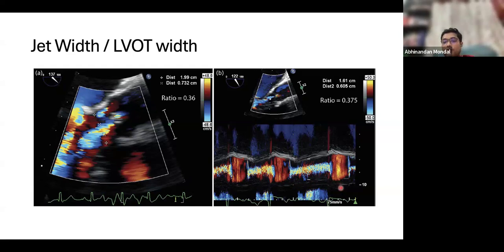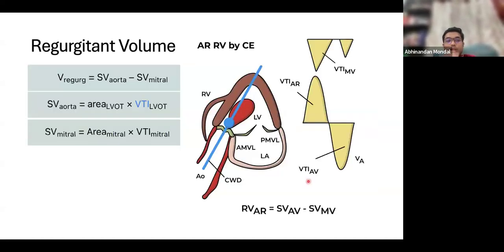So this is your forward flow and this is your regurgitation. This aliasing you can see here is your regurgitation. This is your entire LV, and this is the LVOT and this is your regurgitation. So how much percentage is this width out of this width of your LVOT? That is the question that you have to solve.